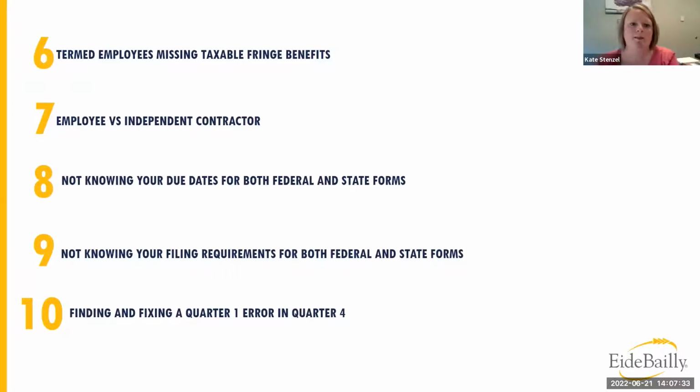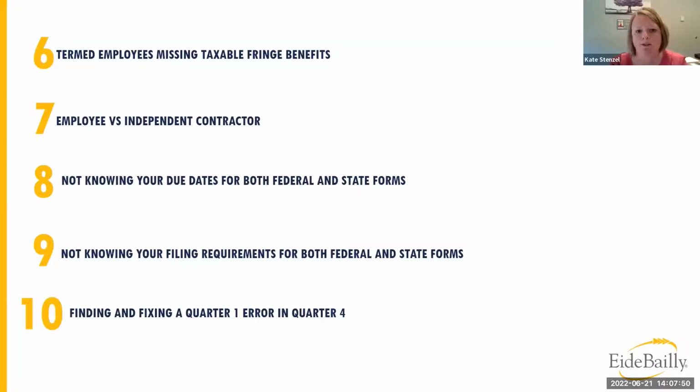Number 6 mainly applies to payroll with termed employees: missing taxable fringe benefits. This is a big one. Most companies usually put on their taxable fringe benefits at the end of the year. But if the individual terms at some other point during the year, make sure you get on those taxable fringe benefits.